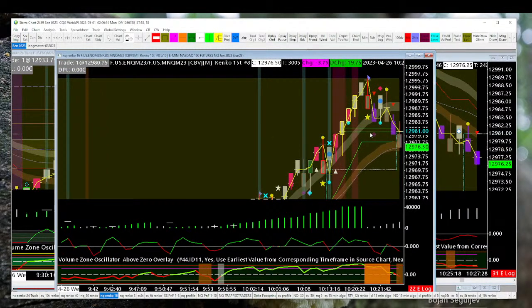Okay, plus, yellow, triangle, short. Get out of the long, go short, right? Reverse there.